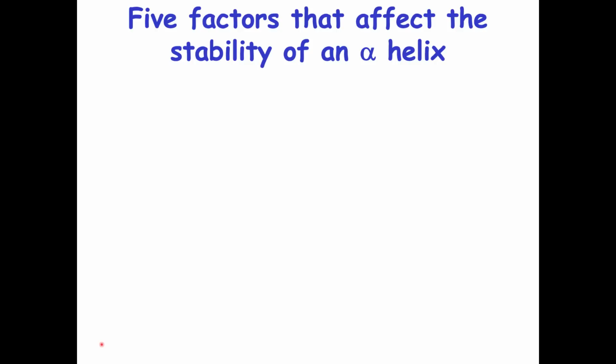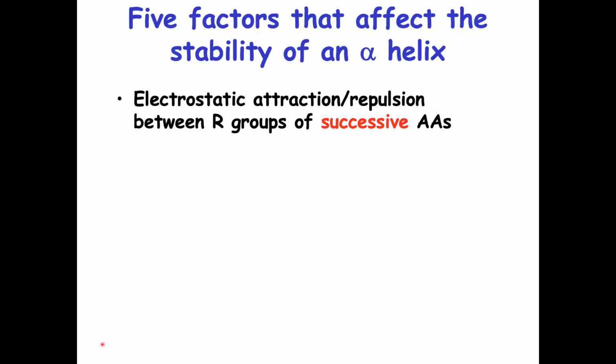So there are a number of factors that affect the stability of an alpha helix. So first is this electrostatic attraction or repulsion between R groups of successive amino acids. And so you're really unlikely to have two negatively charged amino acids next to each other in an alpha helix. Additionally, there's the bulkiness of adjacent R groups. So very large amino acids tend to not be found in alpha helices. One example would be proline.